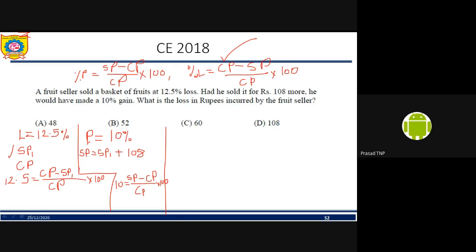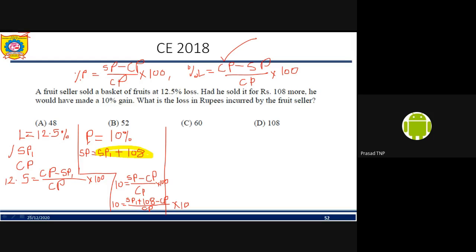But here one thing is given. In case of the profit, the selling price is SP1 plus 108. So this we will put into this formula. So now this will be 10 is equal to selling price 1 plus 108 minus CP by cost price into 100.